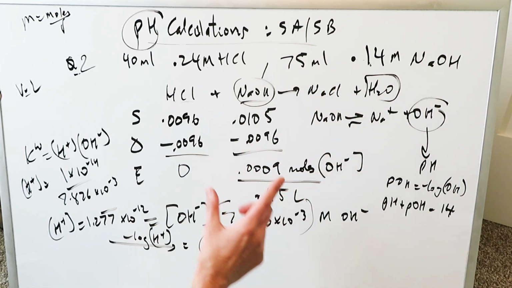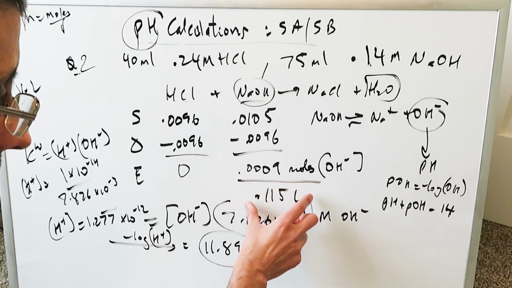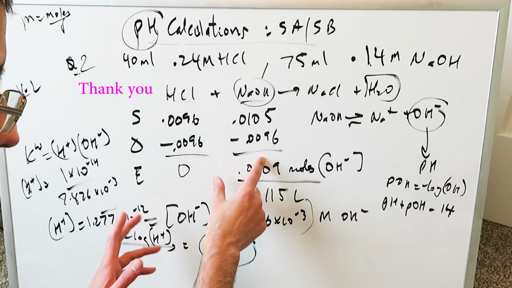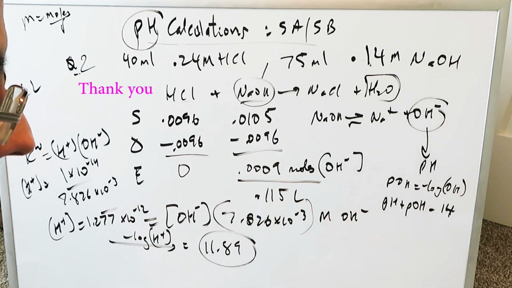In those type of cases, the second and the third case, always remember to bring in your total volume so you can convert the moles of that leftover, either the hydrogen or the hydroxide, into a molarity calculation. From that, you can do your pH calculation.